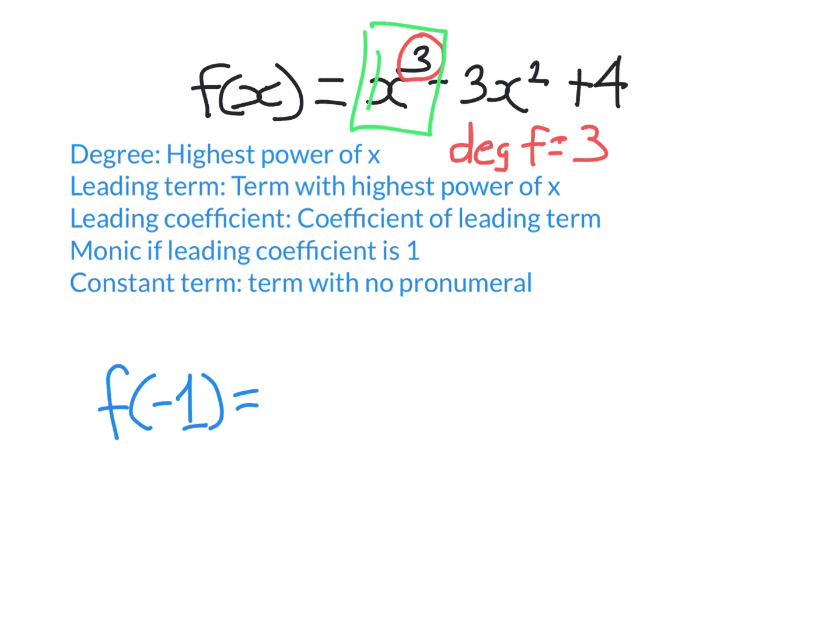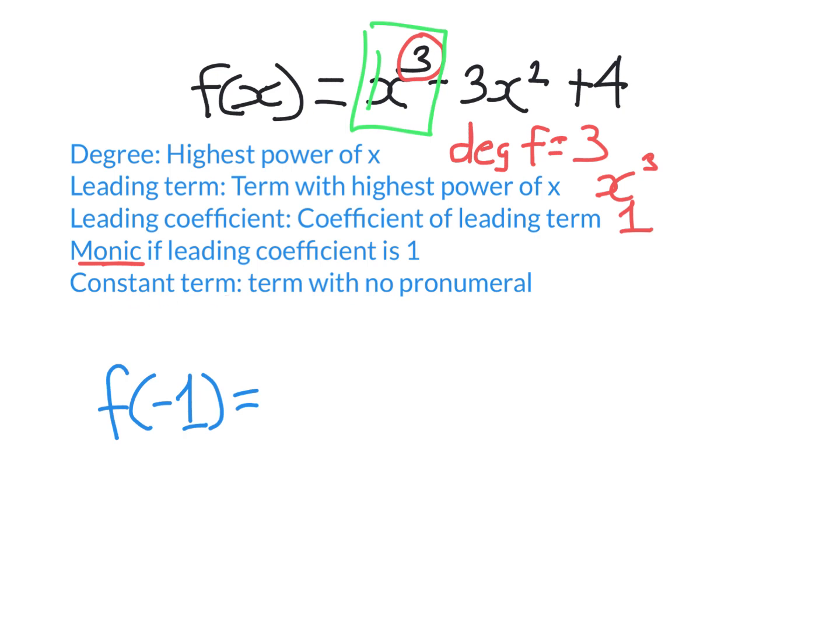So here, the leading term is x cubed. The leading coefficient is 1. So when the leading coefficient, the coefficient of the term with the highest power of x, is 1, we say that the polynomial is monic. So this is a monic polynomial because its leading coefficient is 1. If the leading coefficient is not 1, we simply say it's non-monic.